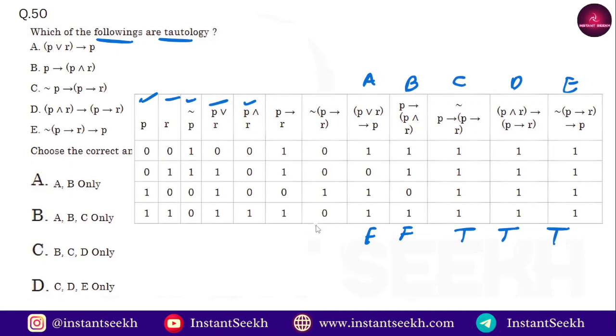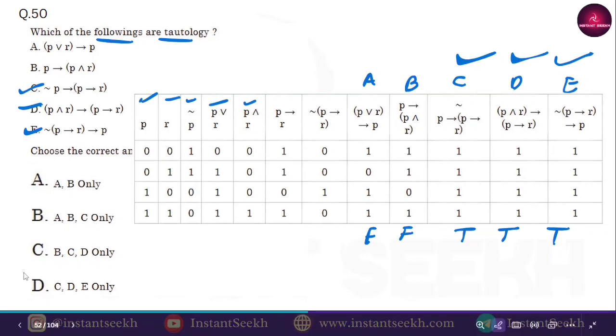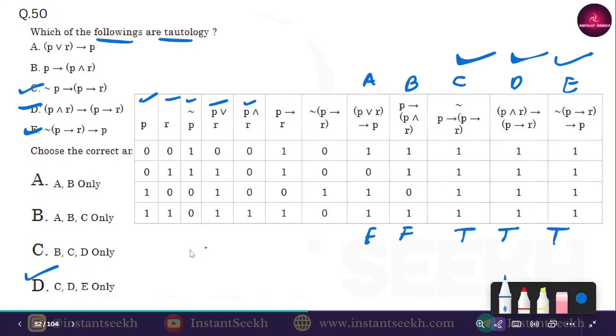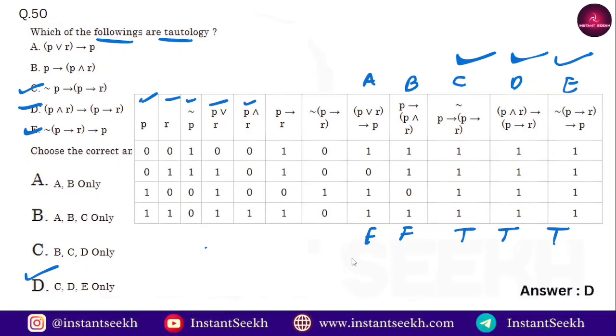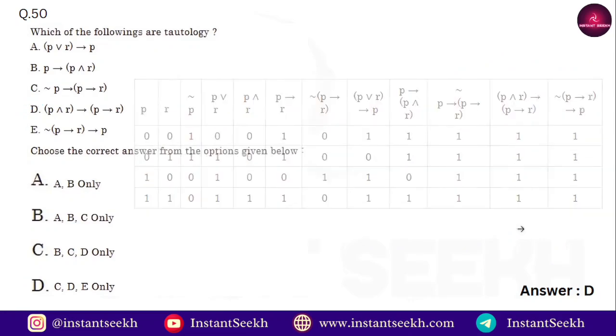A tautology is basically a formula that is true for every possible interpretation. So for C, D, E, all the interpretations are true. So these are tautologies. So your options C, D, E are the correct expressions for this, and your correct option is option number D. That is your right answer for this particular question. Simple tautology.